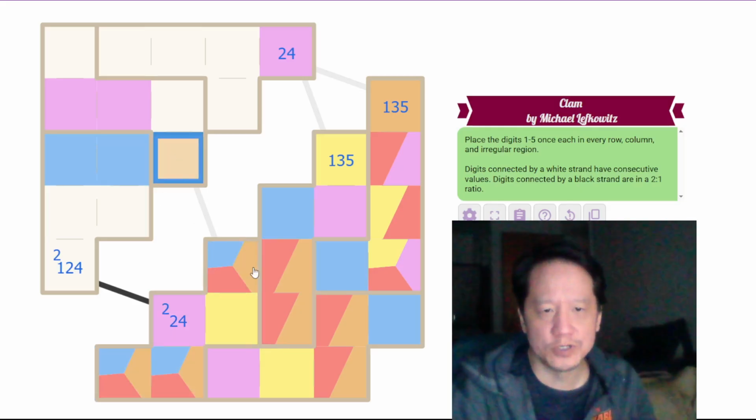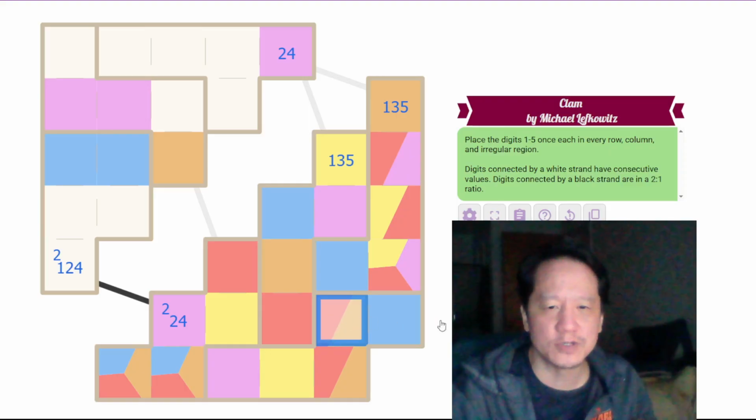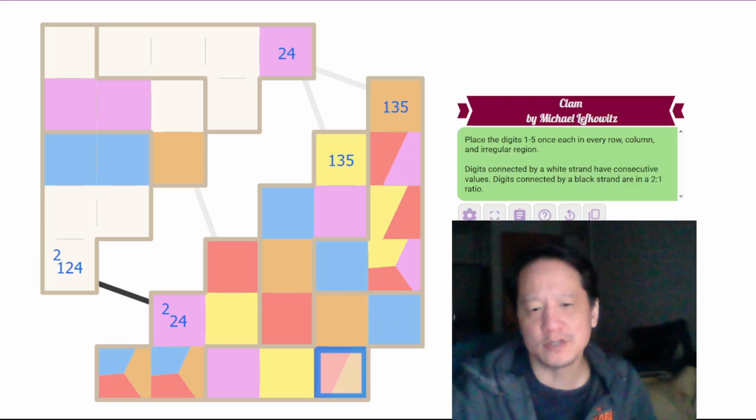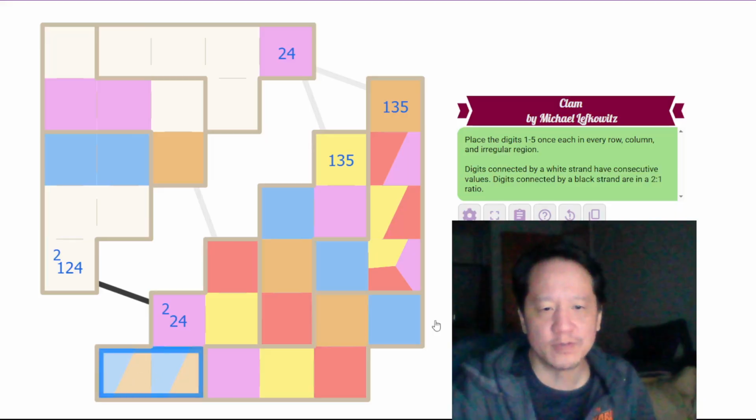This is orange, so it cannot be consecutive with orange. So this is blue or red, and this can't be blue because of blue in the row, so this is red, which eliminates red here, so that's orange, which eliminates orange here, so that's red, which eliminates red here, so that's orange, which means that can't be orange, that's red. That eliminates red from these 2 cells.